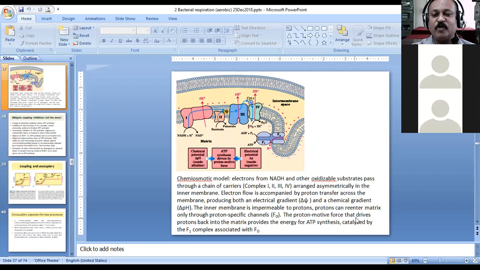The proton motive force drives protons back into the matrix, and the proton motive force is what provides the energy for ATP synthesis. Okay, and this is catalyzed by the F1 complex which is already associated with the FO complex in the membrane. So that is what the chemiosmotic theory tells us, a very, very important thing.